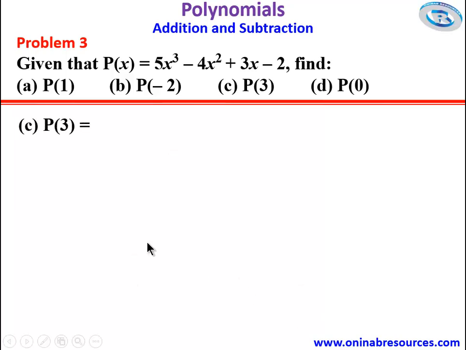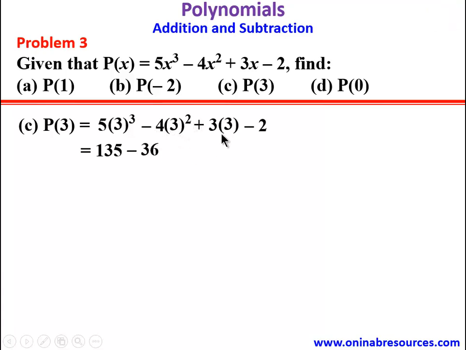We go to C. For C, P of 3 means wherever you see x, you put 3. So we have 5, 3 raised to the power 3, minus 4, 3 squared, plus 3 into 3 minus 2. 3 raised to the power 3 is 27 times 5 gives 135. 3 squared is 9 times 4 gives 36. And this is 3 times 3 giving us 9, minus 2. And here, simplifying this, we have 106.